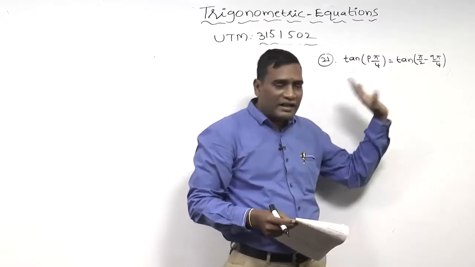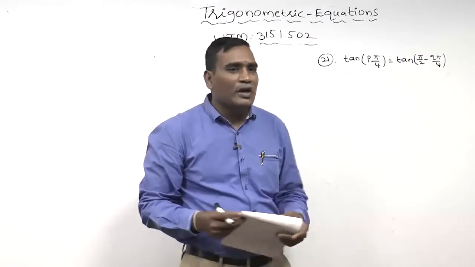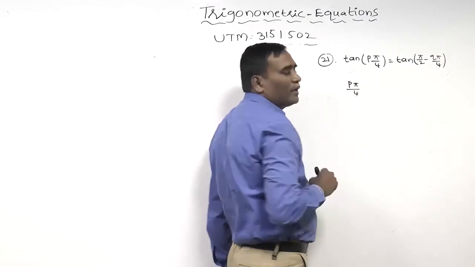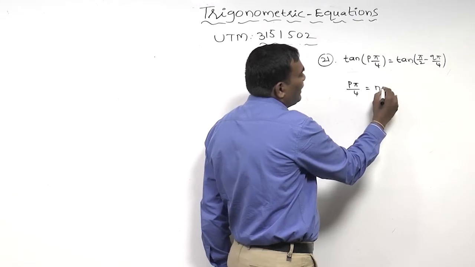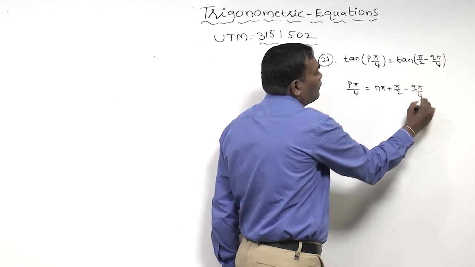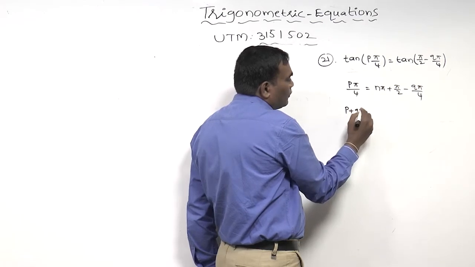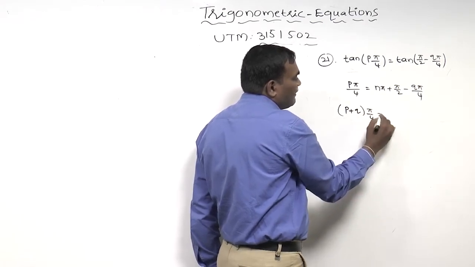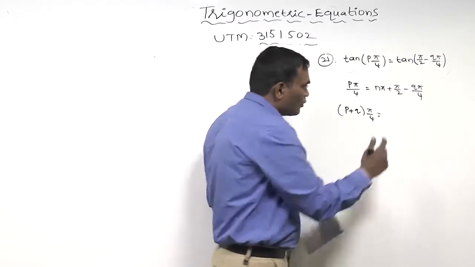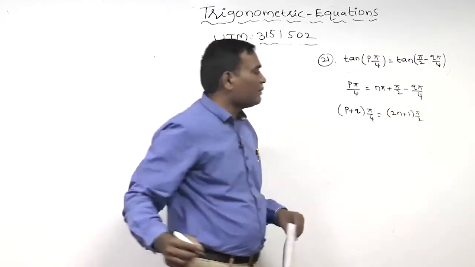If tan theta is equal to tan alpha, what is the condition? What is the general solution for tan theta is equal to tan alpha? Theta is equal to n pi plus alpha. That's why here you write P into pi by 4 is equal to n pi plus pi by 2 minus Q pi by 4. Now simplify. Take this one to the left side. That is P plus Q into pi by 4 is equal to n pi plus pi by 2, that is 2n plus 1 into pi by 2. That's all.